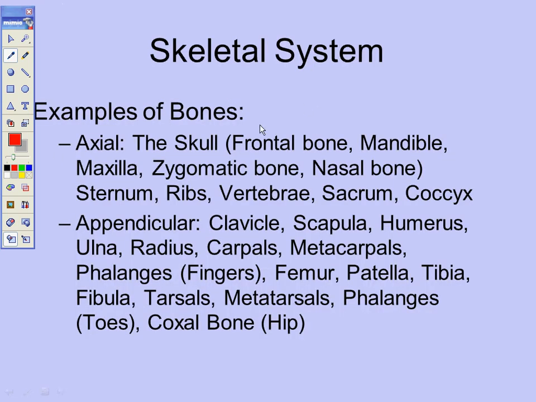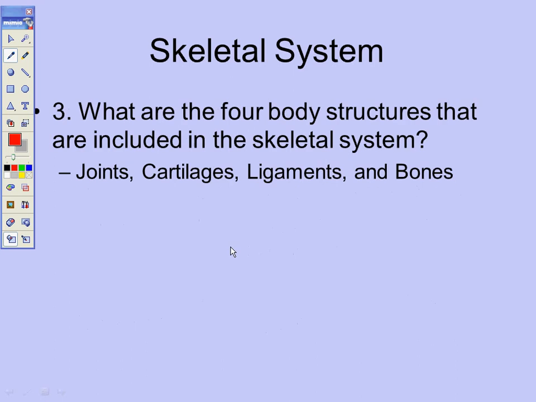Some examples of bones that you would see: really anything that you can label on the skull, anything that you can label on the vertebral column, and so on and so forth. Any of those things are going to be your axial bones. As far as your appendicular bones, literally anything else in the arms and legs that you can come up with would be an example of an appendicular bone.